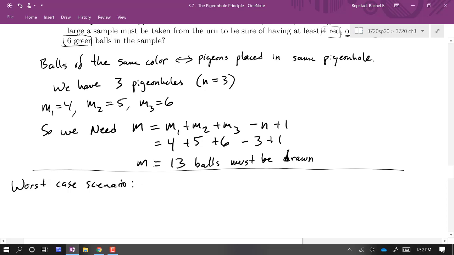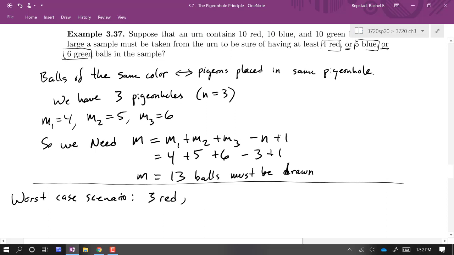So let's suppose I'm taking balls out of this urn, and I start out and I get 3 red, and then the next one, so I'm close to having that one met, but then I don't get any more reds. Then I get like 4 blues, right? So I'm one away from getting those 5 blues.